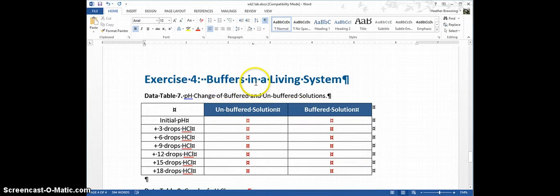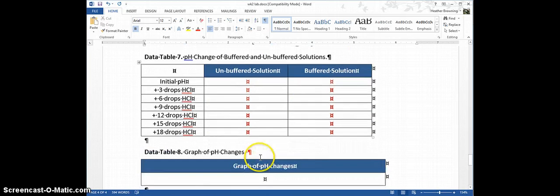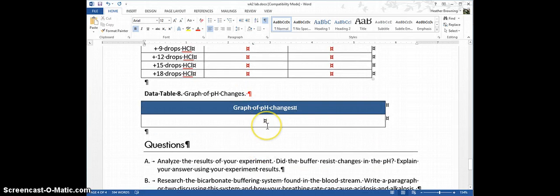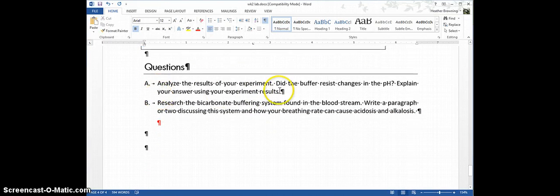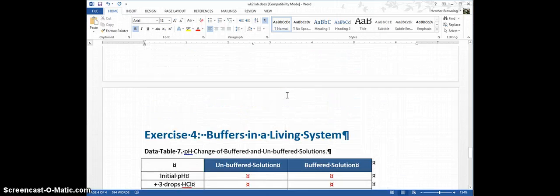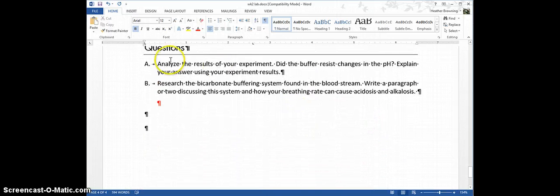And then we're going to have buffered solutions, so unbuffered and buffered. You're going to stick a graph in here. Again, if you don't want to use Excel, feel free to draw it out on a piece of paper and then take a photo and stick the picture in here. Then analyze the results of your experiment. Did the buffer resist changes in pH? Explain your answer using your experiment's results. But this is the last one, yeah. That's why there were so many points.